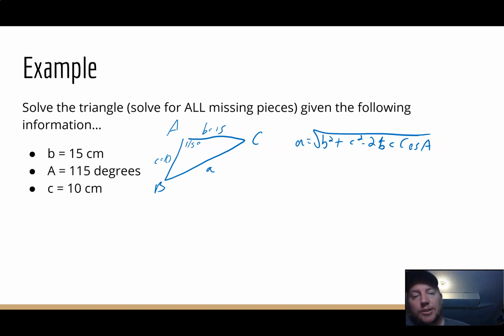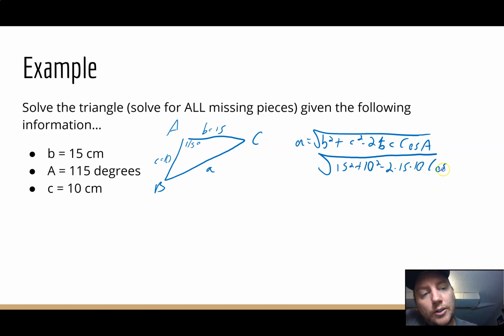So let me actually write that out for you this time. I realize I didn't in the last one. So 15 squared plus 10 squared minus 2 times 15 times 10 cosine 115, all that under the square root. So I get a to be, we'll say, 21.3 centimeters.